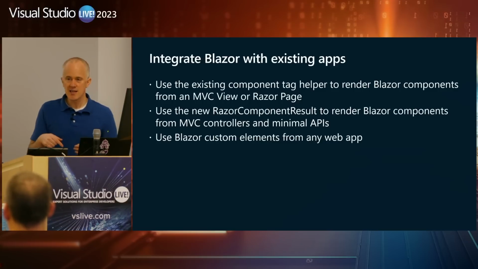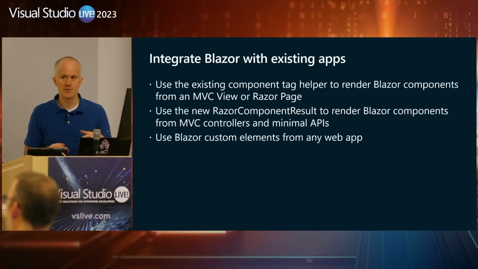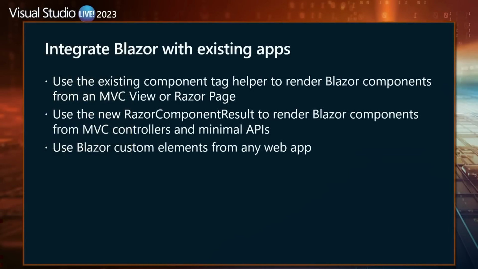New in .NET 8, we're adding a Razor component result, which you can return from a minimal API, or you can even return it from an MVC controller action and say, instead of rendering an MVC view, I'd like to render a Blazor component. And that's now supported as well in .NET 8.